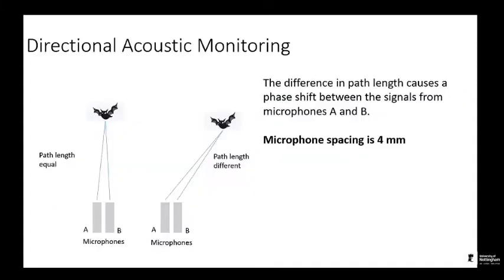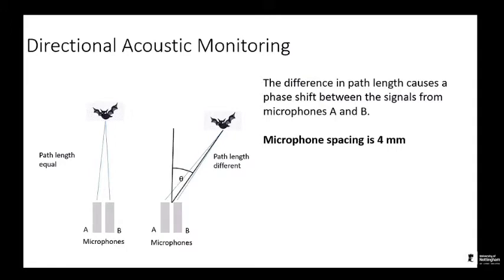So let me tell you now what it actually is. I've tried to avoid technical and physics terms here, but the very simple principle is that if you have two microphones spaced very close together, perhaps 4 millimeters, and a bat that's directly above you, then the path length is exactly the same to the two microphones. If the bat was to one side, the path length would be very slightly different, and you'd get a phase shift between the two microphones. The big difference here is that with time difference of arrival, you're spacing the microphones out by several meters. Here you're spacing the microphones by 3 or 4 millimeters.